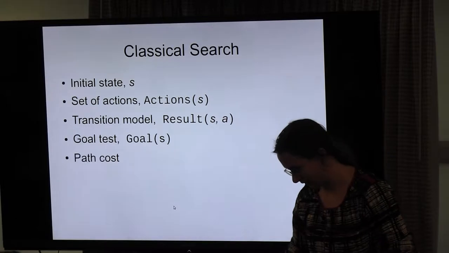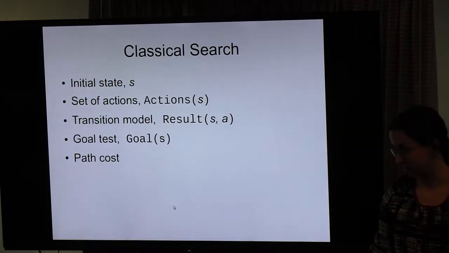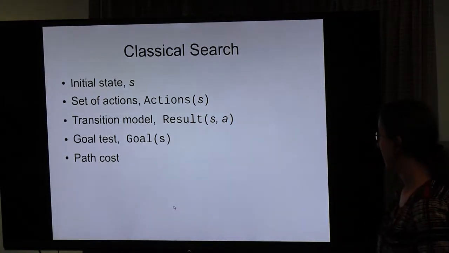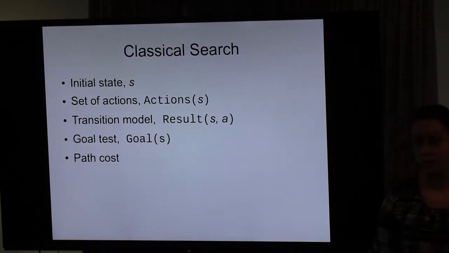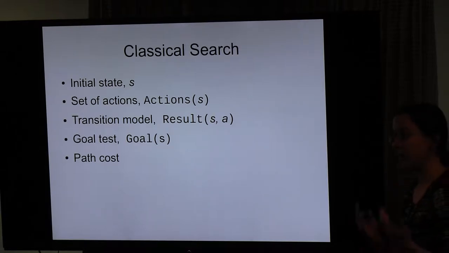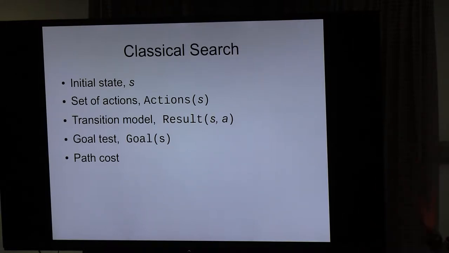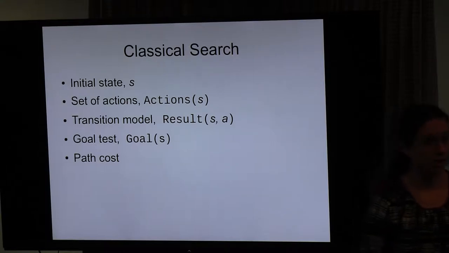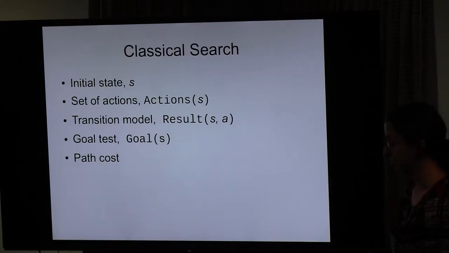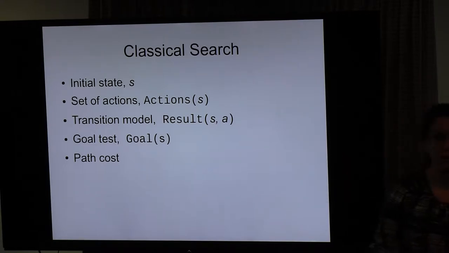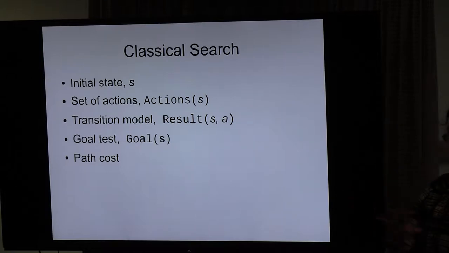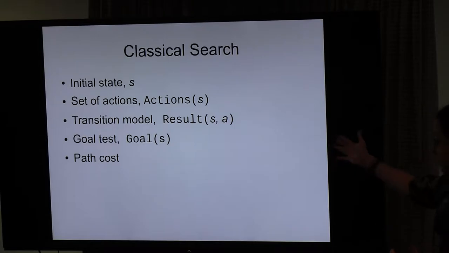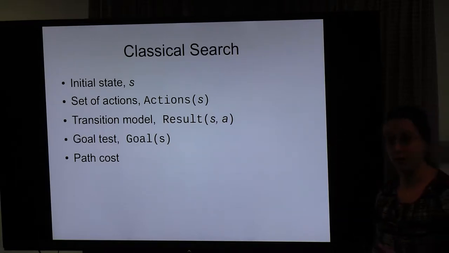All right, so here is our classical search. Initial state S, set of actions A, transition model, which is our result function, our goal test, and our path cost. So now I've given the intuition about what online search looks like. What does that correspond to in terms of formalizing it? If I want to change this to be online search, what do I have to do? Maybe what you can do now is turn to somebody sitting next to you, and have a little conversation about what you think needs to change in this picture in order to make it go from classical search to online search.